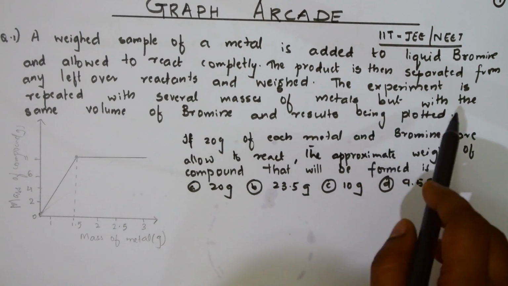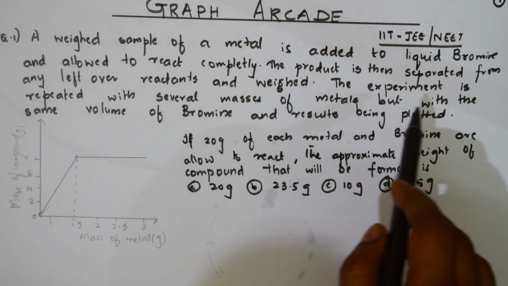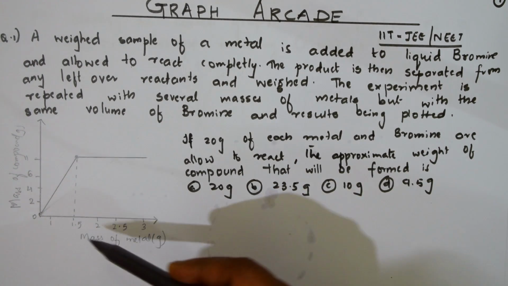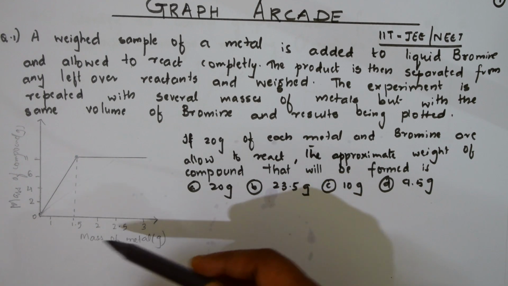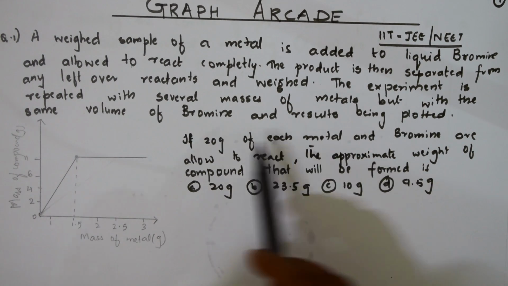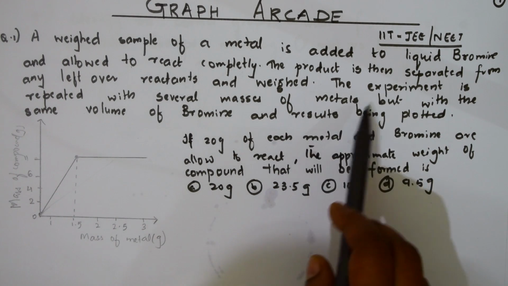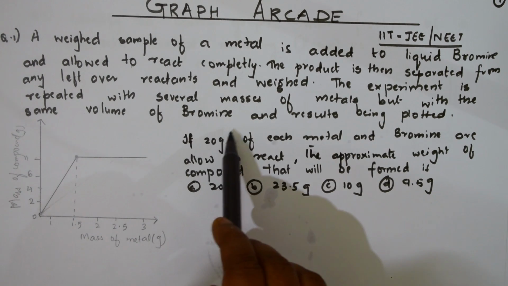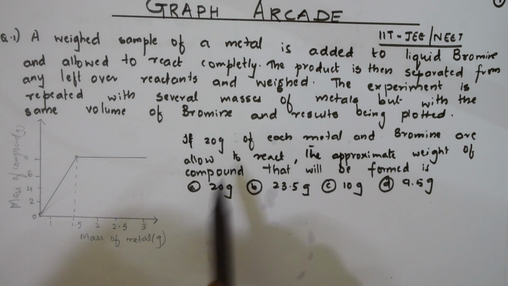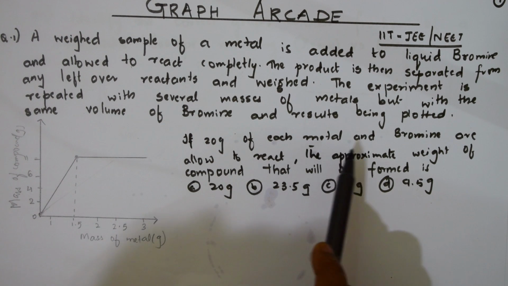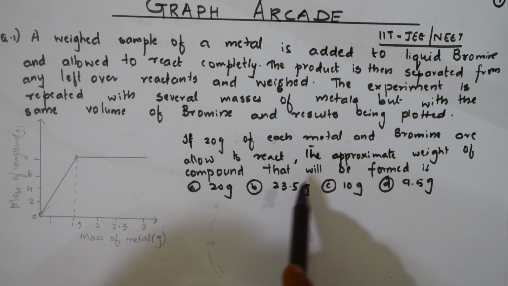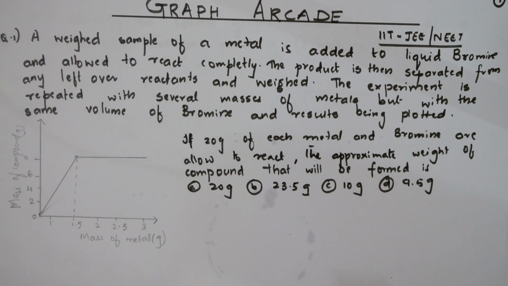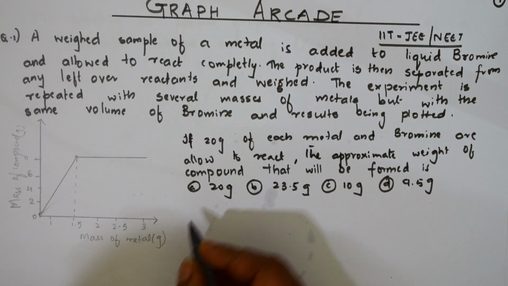The experiment is repeated with several masses of the metals but with the same volume of bromine. So the bromine volume is maintained standard but the metal is varying, and the product formed they have also given. Let me read again: the experiment is repeated with several masses of the metals but with the same volume of bromine, and results are plotted. If 20 grams of each metal and bromine are allowed to react, the approximate weight of the compound will be... The question is much bigger, but the solution is very easy.